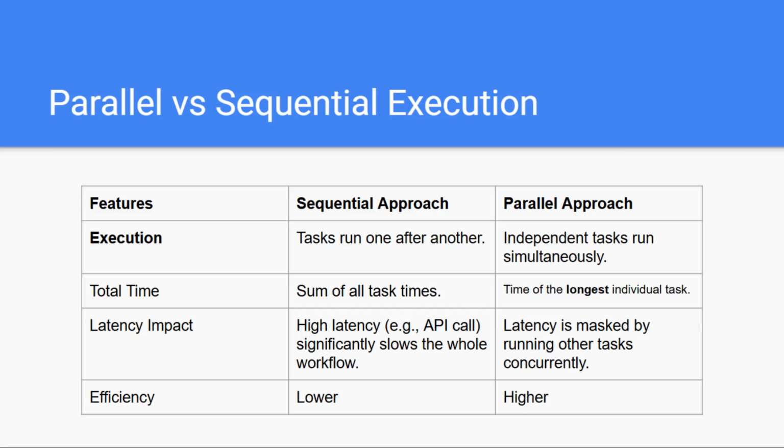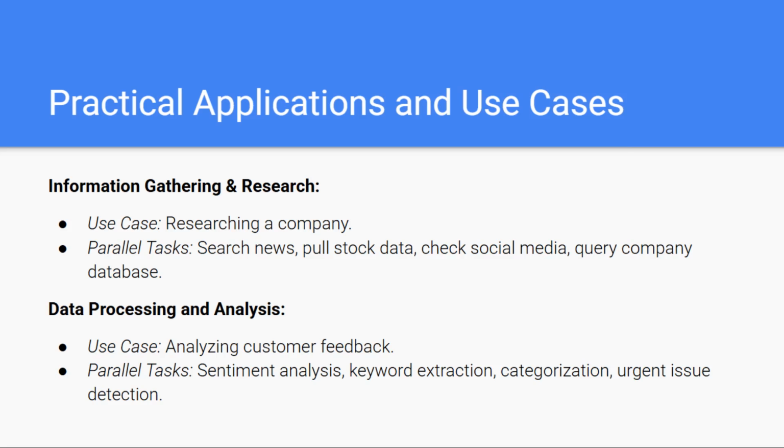The parallelization pattern is vital for improving the efficiency and responsiveness of agentic systems, especially when dealing with tasks that involve independent lookups, computations, or interactions with external services. It's a key technique for optimizing the performance of complex agents. Now, when we talk about practical applications and use cases, parallelization optimizes agents' performance by executing independent tasks concurrently across various domains.